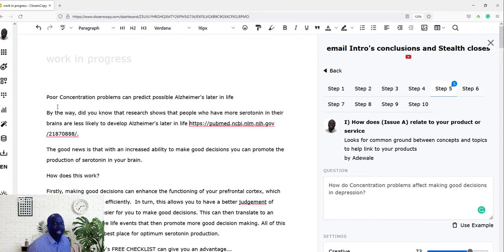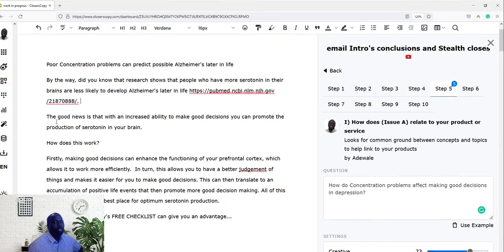By the way, did you know that research shows that people who have more serotonin in their brain are less likely to develop Alzheimer's later in life? And this is the research document which I was able to find that link to. So going on, the good news is that with an increased ability to make good decisions, you can promote the production of serotonin in your brain. So we've now created a link between concentration and serotonin and reducing the likelihood of Alzheimer's.